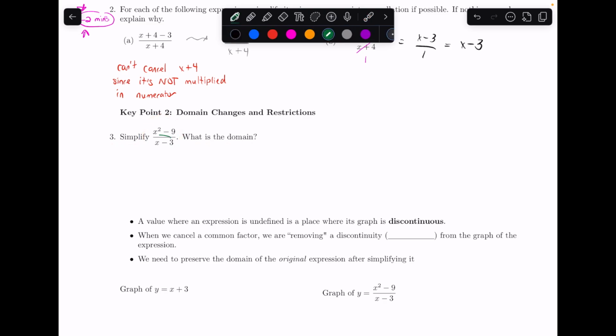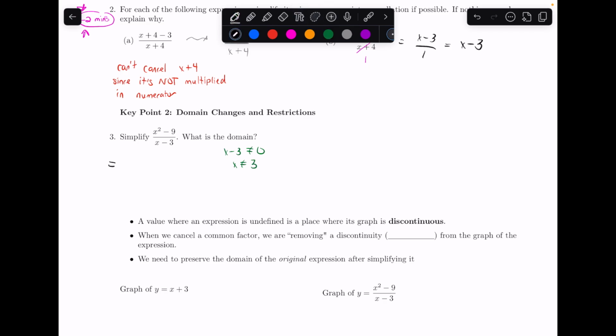Well, the denominator better not be 0. So my x minus 3 better not be 0. And if I add 3 to both sides, I get x better not be equal to 3. Right? Because if I plug 3 in, it would make the denominator 0. That would be bad. So now let's simplify it.